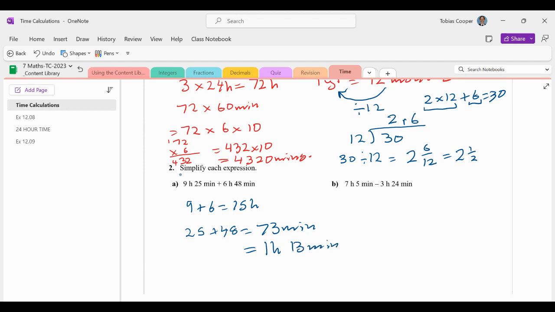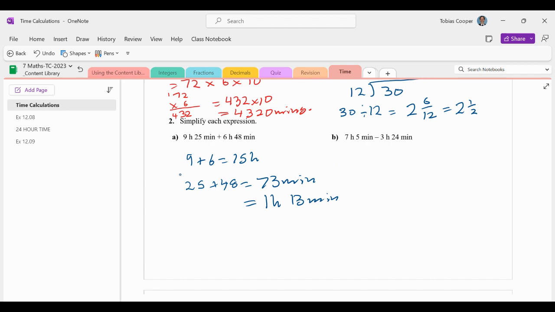All right. And how do we get that? Well, there's 60 minutes an hour, isn't there? So essentially this here is 60 minutes plus 13 minutes is 73 minutes. So now we've got 15 hours we had plus the 1 hour 13 minutes. So that gives our answer as 16 hours and 13 minutes.